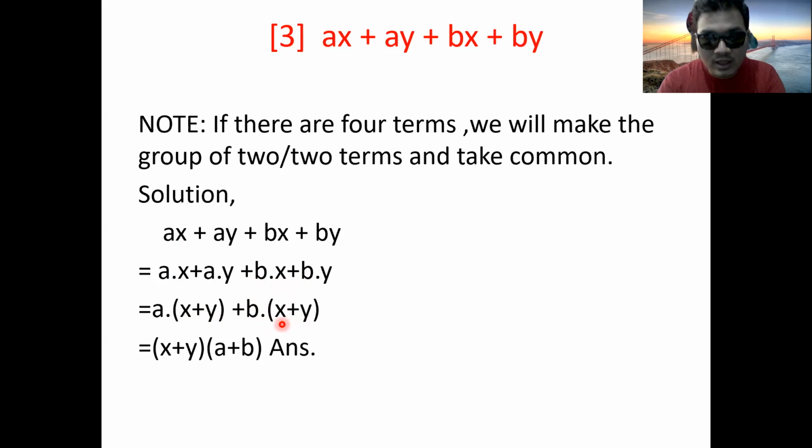Then now look here, again x plus y is the same. Then if you take x plus y common here, and here a is left, and here plus b is left, write it in the end in a bracket. First take x plus y common, then write a plus b in the bracket at the end. Okay, like this we will factorize if there are 4 terms. Now let's move to the next question.